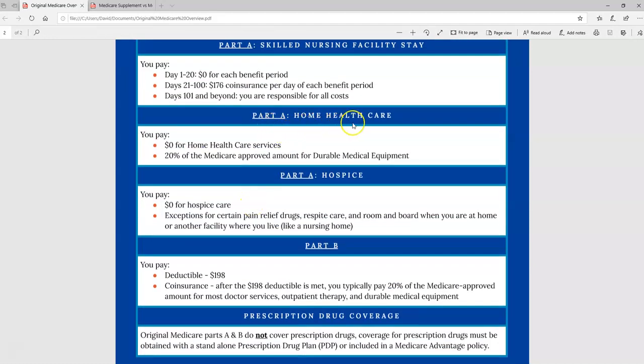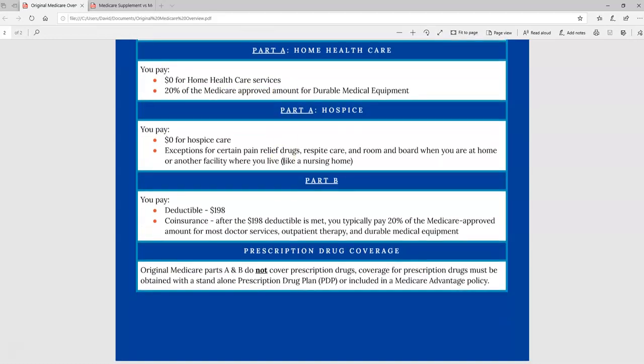For Part A, home health care, you would typically pay $0 for home health care services. The only expense that you would have as a beneficiary is 20% of the Medicare approved amount for durable medical equipment. So if there would be equipment that would need to be brought to your house by the medical professional in order to help you perform certain functions or activities, you'd be responsible for 20% of that Medicare approved amount.